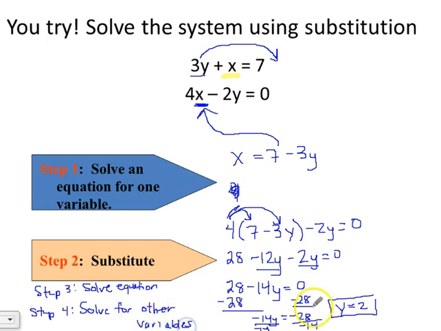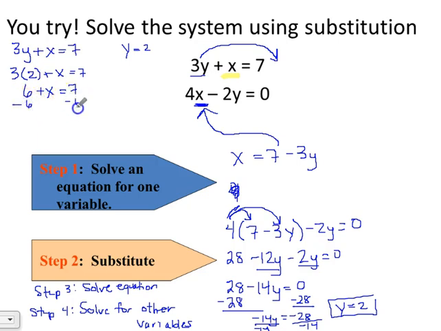So now I'm going to solve for x. I can choose either equation to solve for x. So I'm just going to use the top equation where it says 3y plus x equals 7. Remember, I know that y equals 2. So anytime I see a y, I'm going to plug in 2. And then I'll solve for x. So 2 times 3 is 6. 6 plus x equals 7. Subtract 6 from both sides. x equals 1. So there's my final answer. Written as a coordinate would be (1, 2).